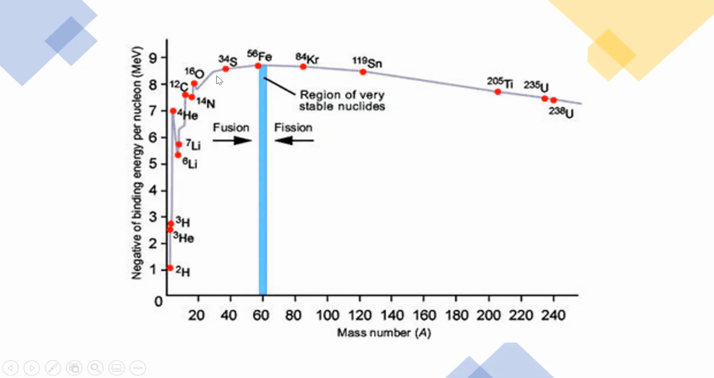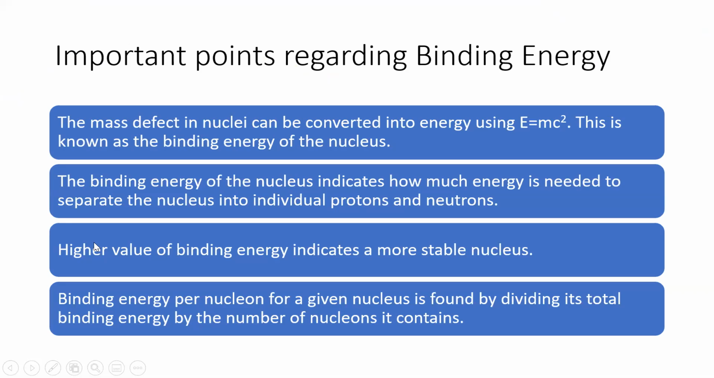Here, below iron, whatever nuclei we have, they combine to fuse, and on the right-hand side of the iron, the nuclei try to fission. I mean, they break apart. So there are some basic important points about binding energy. Let's have a look at those.